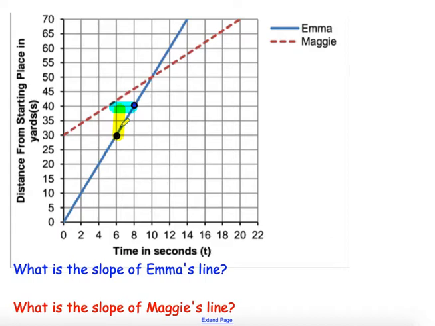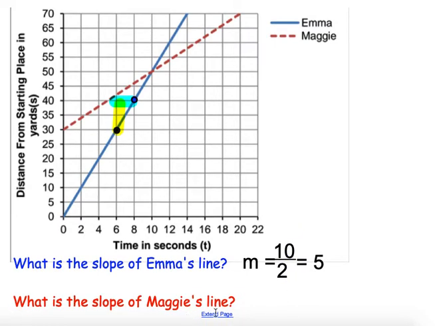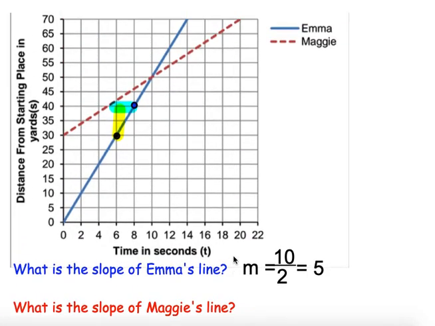So here's how you write this. You say M equals 10 over 2. What do you think that would be if it's 10 over 2? 5. The slope is 5. Let's go with this one. Maggie's line.